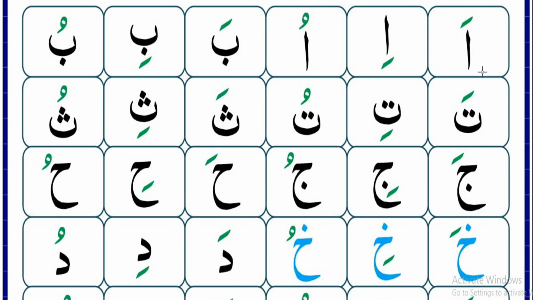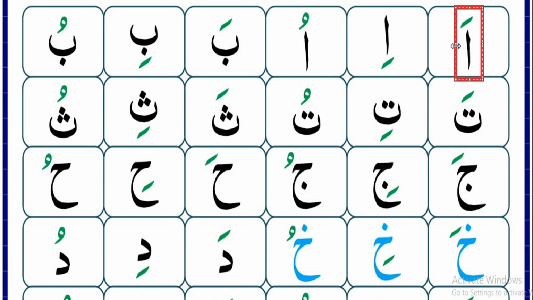Now let's spell them. The first letter, well, this letter is not alif anymore. Now this is interesting. It is not alif anymore because remember that alif does not have a sign. If alif has a sign on it, it turns into Hamza. So this letter will be called Hamza now.